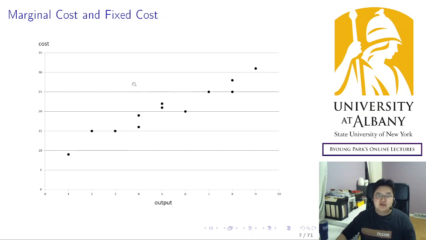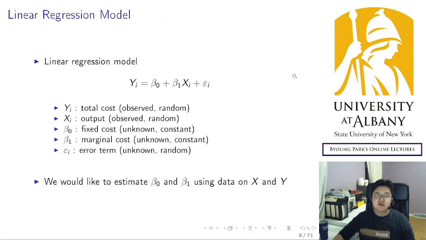And the scatter plot looks like this. As the output increases from 0 to 10, cost increases, which is natural. As you produce more, the cost would increase. There is a clear increasing trend here, so you may have a trend line. That's what we actually do in a regression model, right? We would like to draw a trend line that goes through these observations.